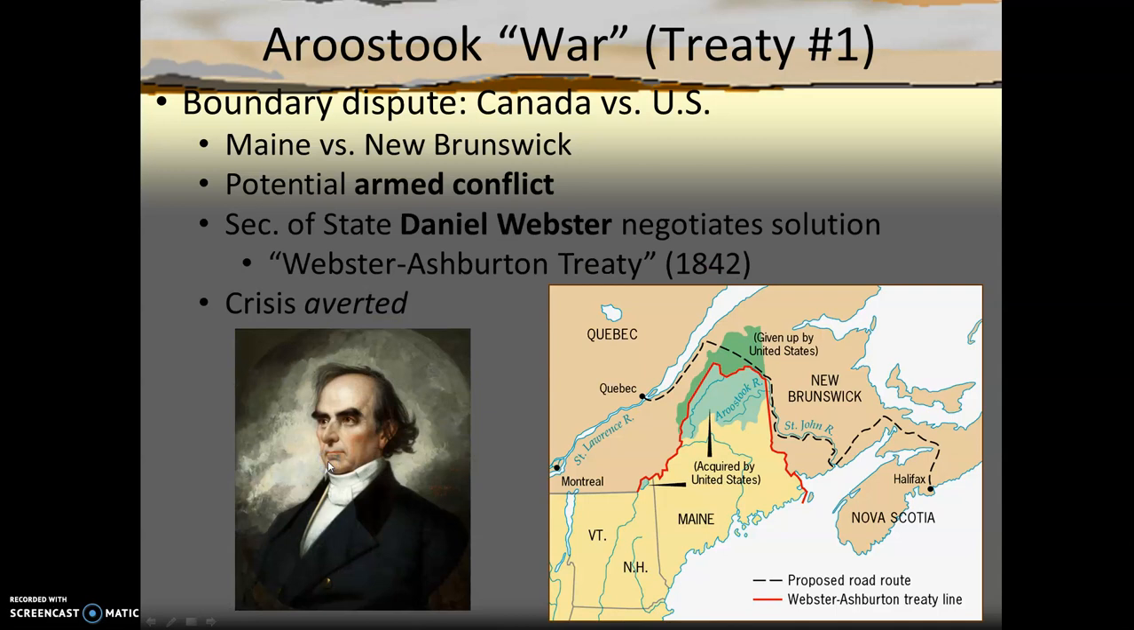Secretary of State Daniel Webster steps in to negotiate a solution with British diplomat Alexander Baring. And Baring's title was the first Baron Ashburton, hence the Webster-Ashburton Treaty.